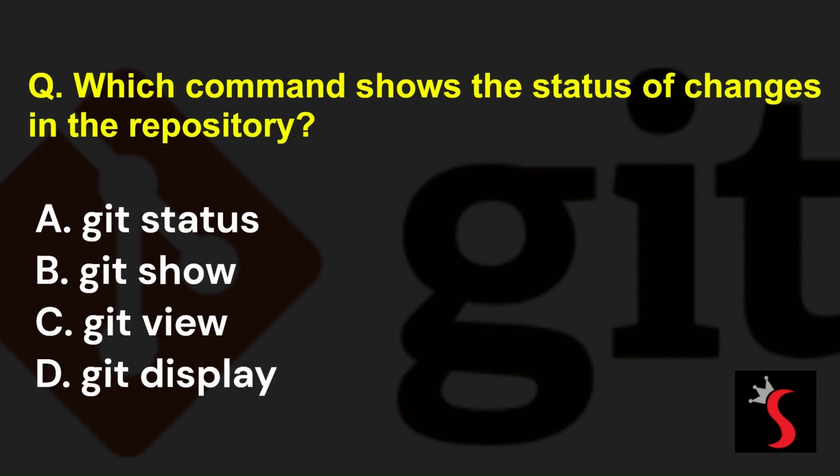Which command shows the status of changes in the repository? A. Git status. B. Git show. C. Git view. D. Git display.